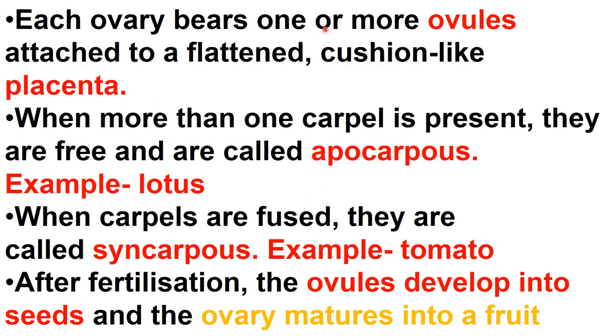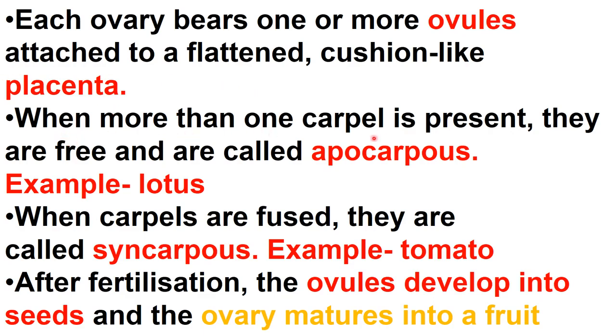Now each ovary bears one or more ovules. So inside the ovary, what is present? Ovules. And these ovules are attached to a flattened cushion-like structure that is called the placenta. So how are these ovules attached with the ovary wall? With the help of the placenta, and this placenta is flattened and cushion-like, so that it can attach the ovules with the ovary. So you can define the placenta from here.